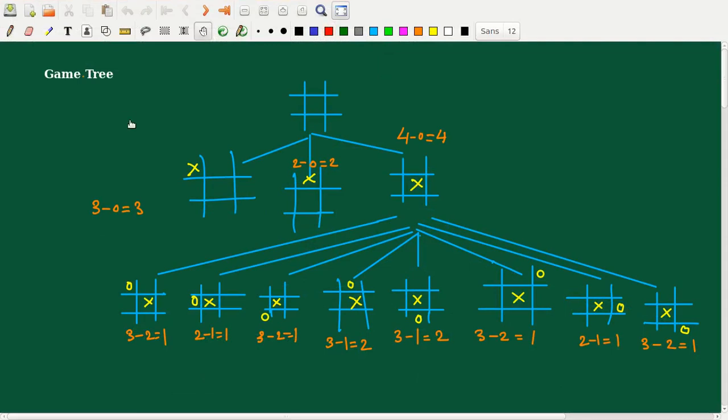Game tree is one of the particular techniques for exploring the number of ways by which an intelligent system can work. We'll take one example, that is a tic-tac-toe game. This tree shows the different ways by which a machine can play if it has an opponent.